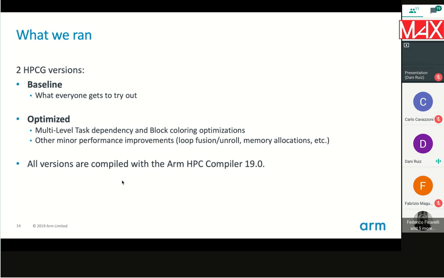The baseline is the reference code you can download from the web page. The optimized is the one where we actually implemented all the optimizations, the prioritization techniques I explained before. On top of these, there are also some minor performance improvements by using loop unrolling, improvements in the memory allocations, and some data organization. And all the results that we are going to see here are from binaries obtained with the ARM HPC compiler.